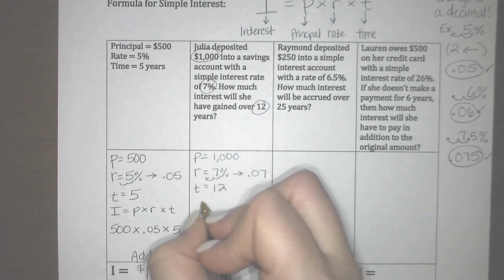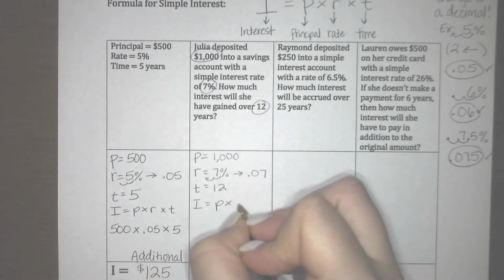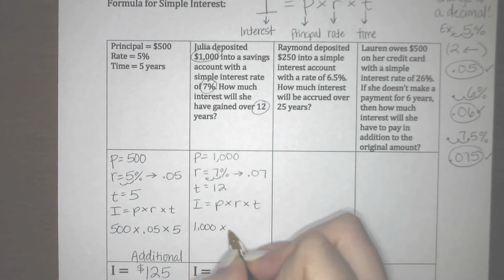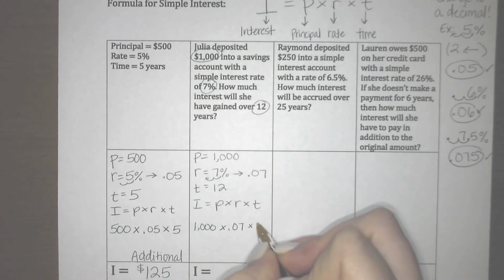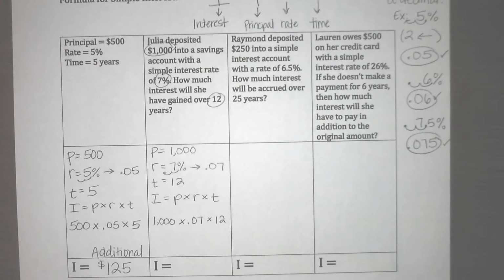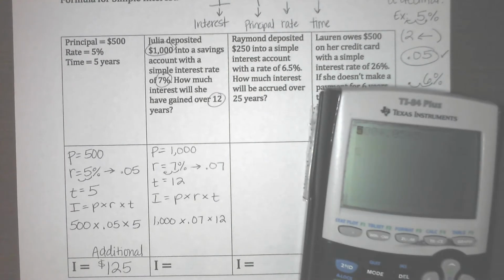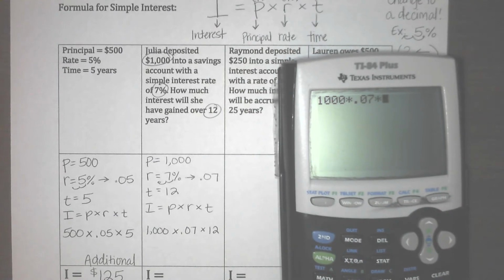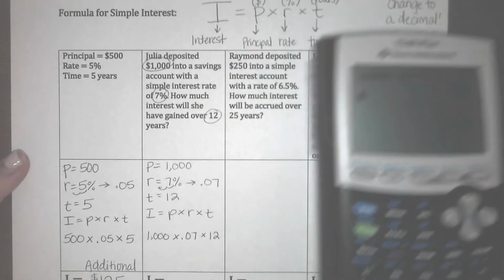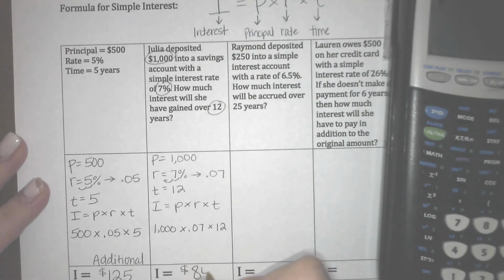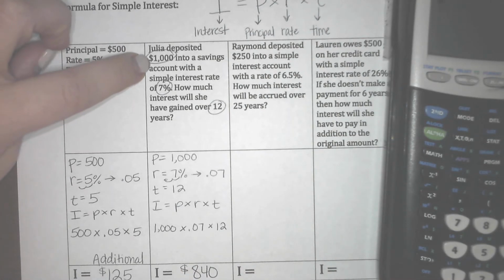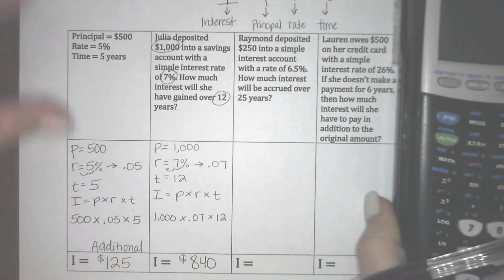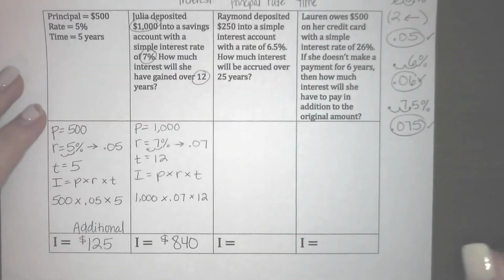All right, and then I just plug it into I equals P times R times T. P is 1,000 times the rate is 0.07 times the time is 12. All right, and I'm going to go ahead and solve it. So 1,000 times 0.07 times 12, $840. So by leaving, she put in $1,000, she left it alone for 12 years, and she gained an additional $840 just for leaving her investment alone.